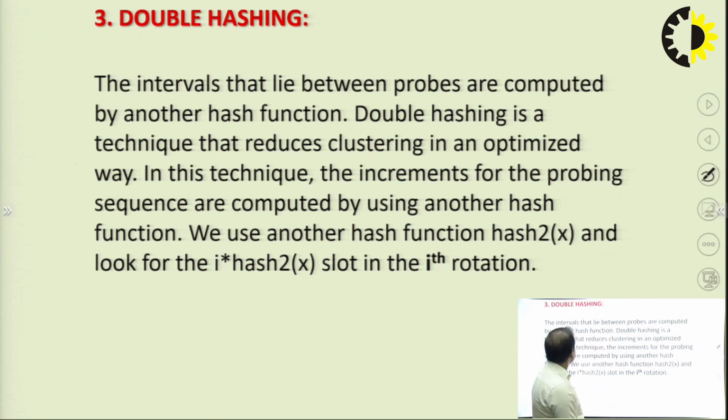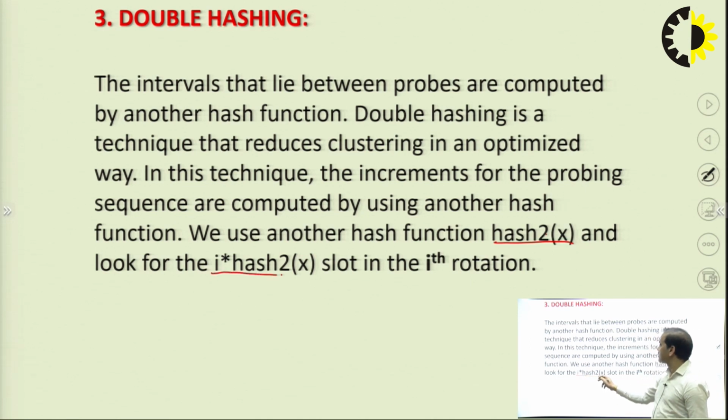Now next is double hashing. The interval between probes is computed by another hash function. Double hashing is a technique that reduces clustering in an optimized way. In this technique, the increments for the probing sequence are computed by using another hash function. We use another hash function h2(x), and we look at slot h1(x) plus i multiplied by h2(x) in the ith iteration.